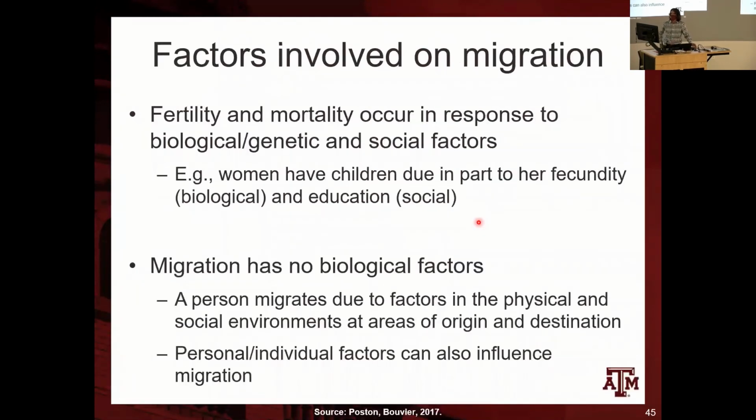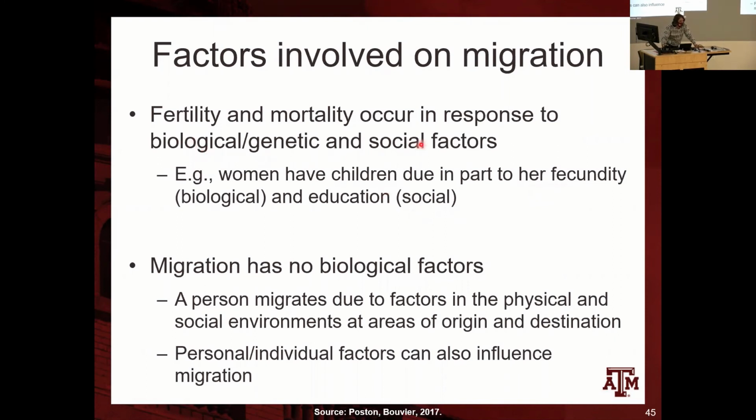And there are several factors involved in migration. Fertility and mortality happen in response to biological, genetic and social factors. Some women have children for both biological and social reasons. Some women might want to have children, but biologically they have some issue in terms of fecundity and cannot have children. Some women, because they want to invest in their education, want to have fewer children. So fertility is influenced by both biological and social factors.